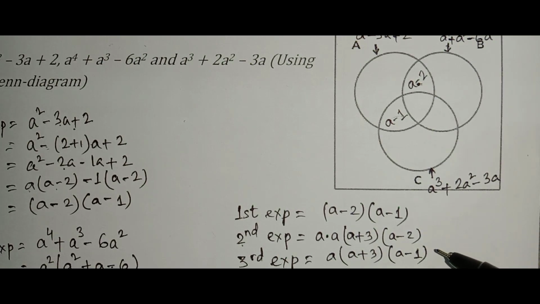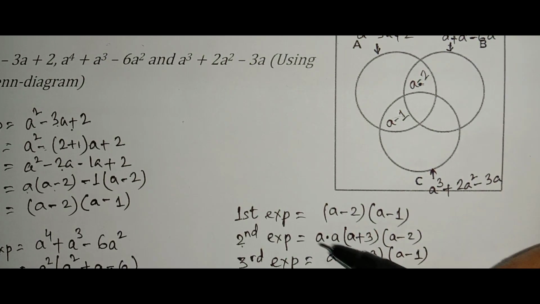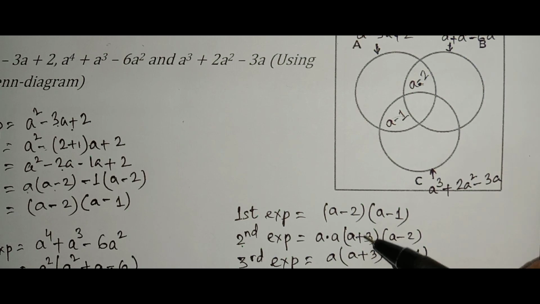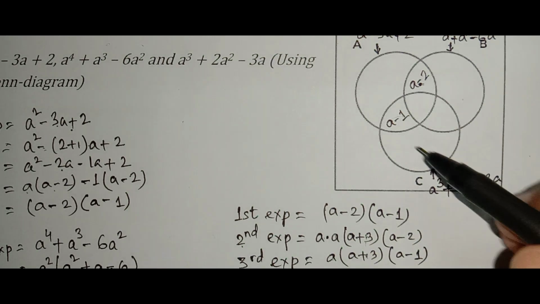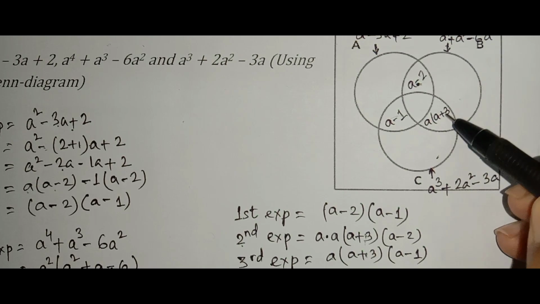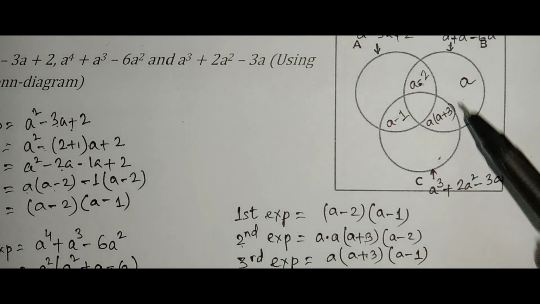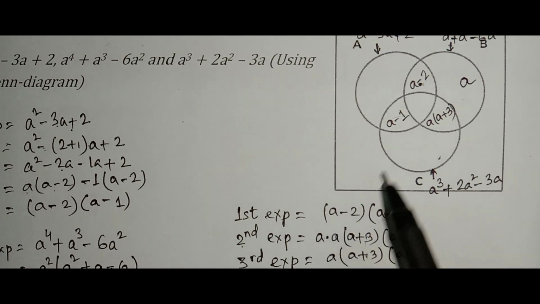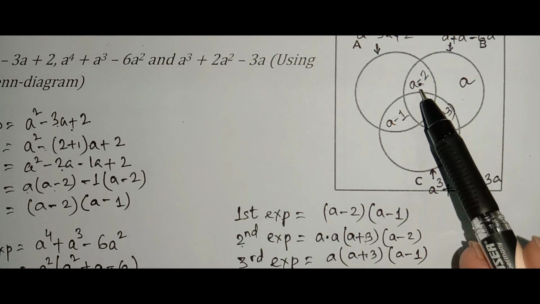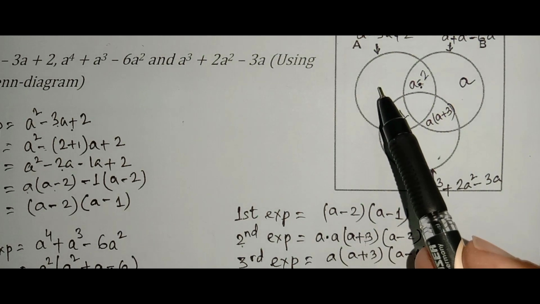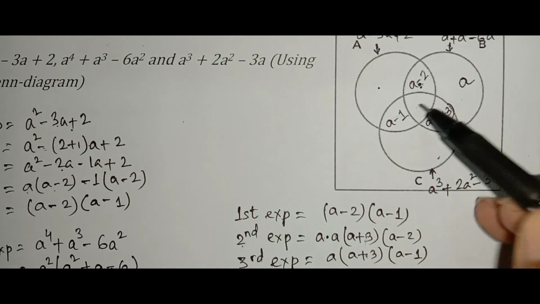After that, if I check the second and third, a plus 3 is common in both. Similarly, a is also there. So the second and third intersection, this place, I'm going to write a times a plus 3 here. And after that, I have a remaining in the second expression. So a is here. Now if I check the first expression, I have a minus 2, a minus 1, that's finished. So nothing will be there other than 1, so we are not going to write anything here.